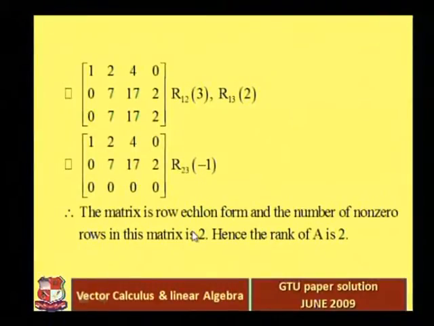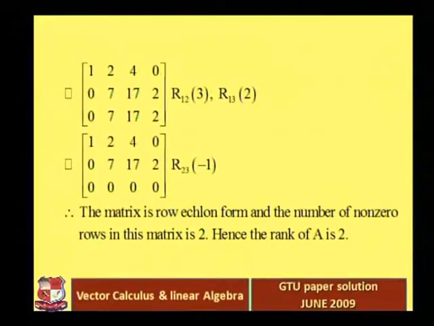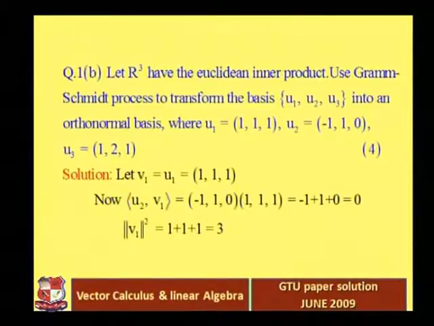So the matrix is in row echelon form, and the number of non-zero rows in this matrix is 2, you can see, right? The number of non-zero rows in this matrix is 2, hence the rank of the given matrix is 2. Okay, so here is the complete solution of this question, and this question was asked for 3 marks in this question paper. So next question, question 1b.